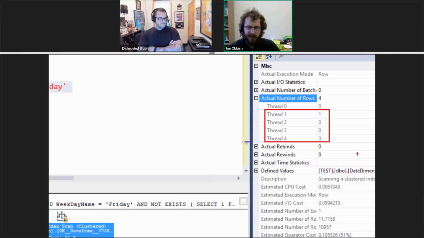There are only 4 Fridays in this month, after all. And the smallest unit that the demand-based scan can pull back is a page. So if I have 4 rows, 3 rows on one data page and 1 on the other, there have to be 2 threads that don't do anything. There just aren't enough rows here. The data isn't spread out well enough to get even distribution of work over all my threads.